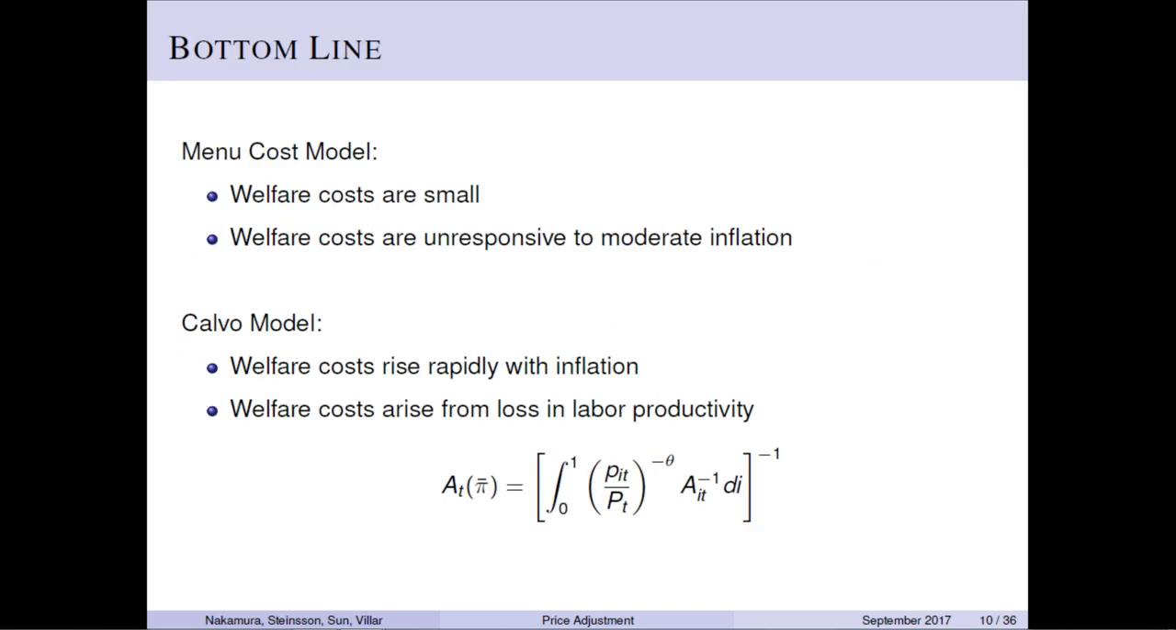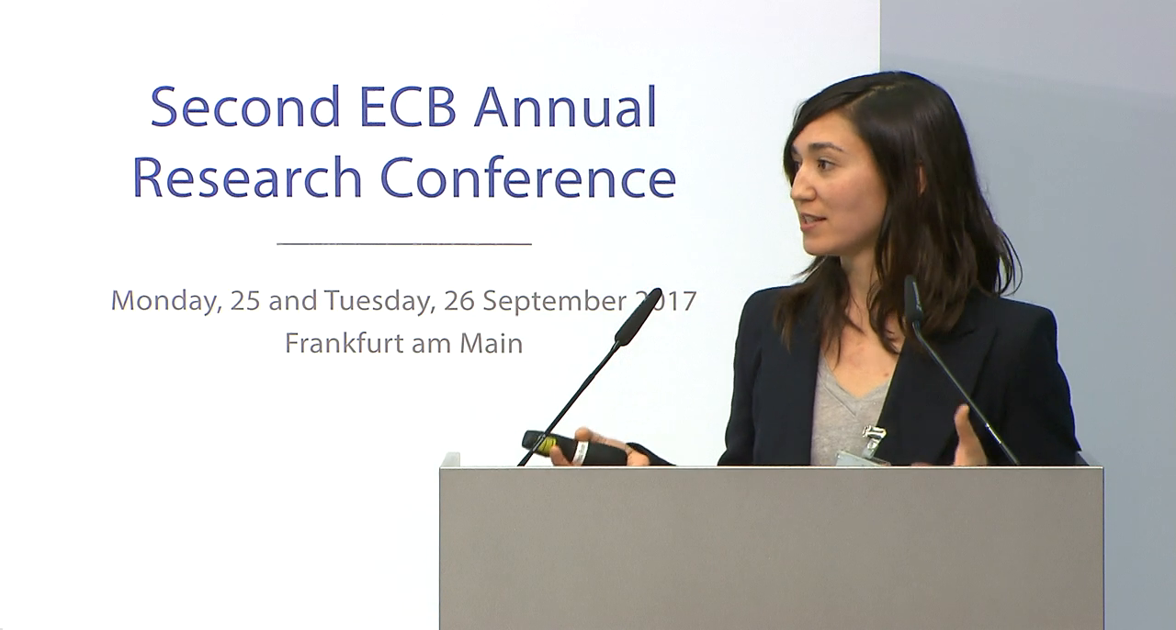So what is going on? Well, the bottom line is that in the menu cost model, the welfare costs are small and essentially unresponsive to moderate values of inflation, whereas in the Calvo model, these welfare costs rise rapidly with inflation. And the intuition for where these welfare costs come from is these distortions in the price system.